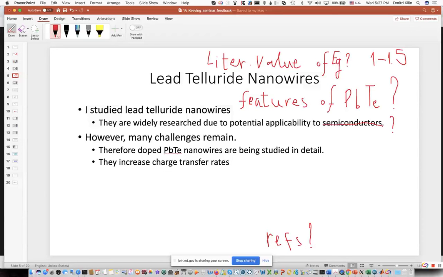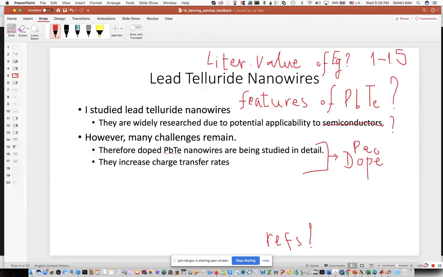Yes, I'm going to listen about it, but the question is how unique this strategy is. Do people dope only lead telluride or any semiconductor? They dope any semiconductor, not just lead telluride. Okay. Yes. Good. Please continue.